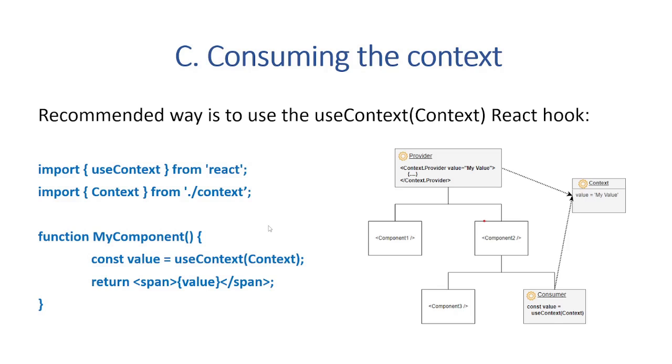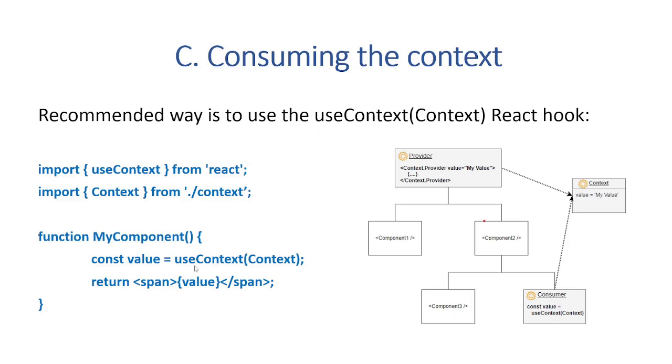Third is consuming the context. So now the hook useContext is used for consuming the context. Earlier, before the 16.8 version of React, we had Context.Consumer. We can use that as well to consume the context. But now, since this React hook has been introduced, it is better and recommended to use useContext.